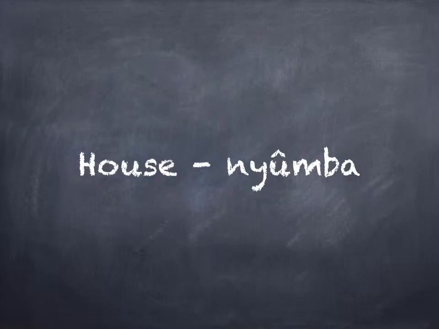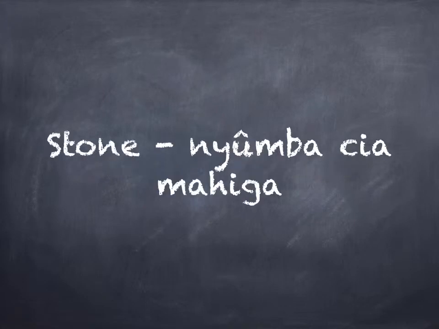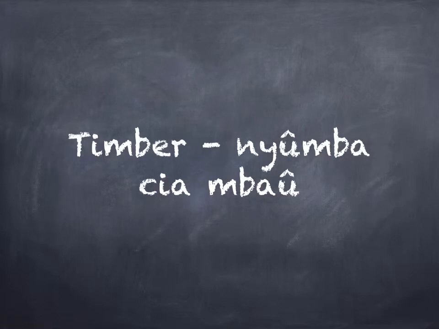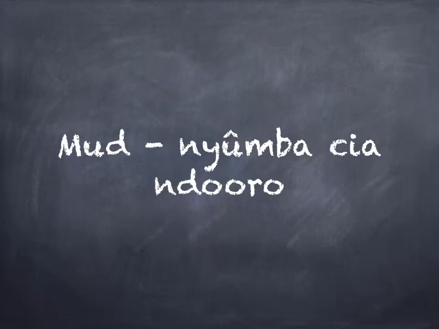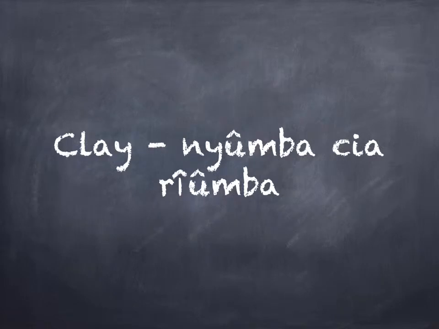And now we look at the different materials that make the house, starting with stone houses, which we call nyũmba cia mahiga. Nyũmba cia mahiga. And those made of timber, which we call nyũmba cia mbao. Nyũmba cia mbao. And those made from mud, which are known as nyũmba cia ndoro. Nyũmba cia ndoro. And those made from clay, which are known as nyũmba cia rĩũmba.